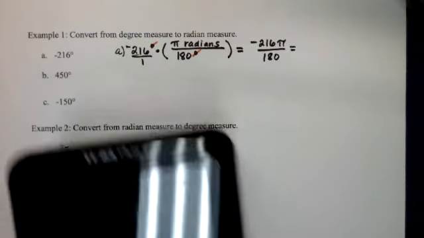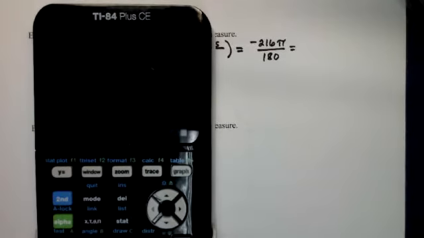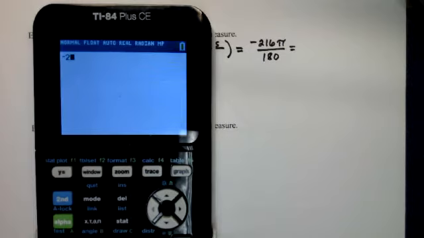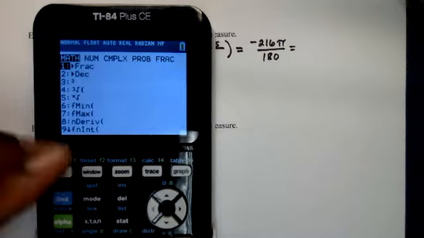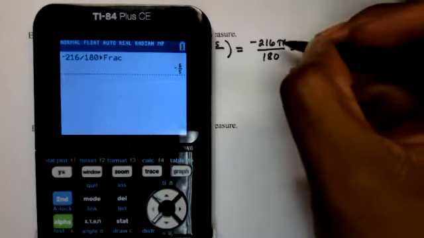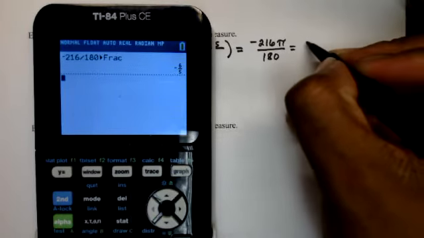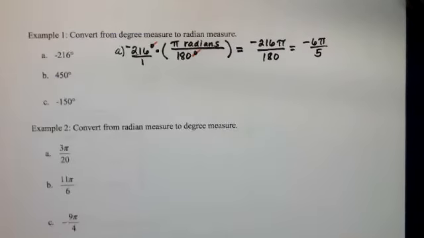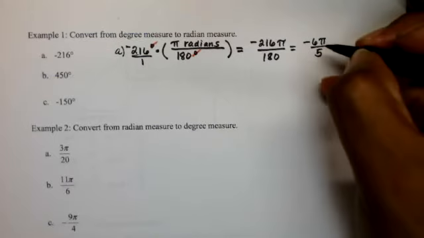Now, of course, we want to put this in simplest form. Using our calculator, if I do negative 216 divided by 180, and then press math and select menu item number 1 for fraction, it will be negative 6/5 in simplest form. So with the pi, it will be negative 6 pi fifths, or negative 6/5 pi, if you want to write it that way.